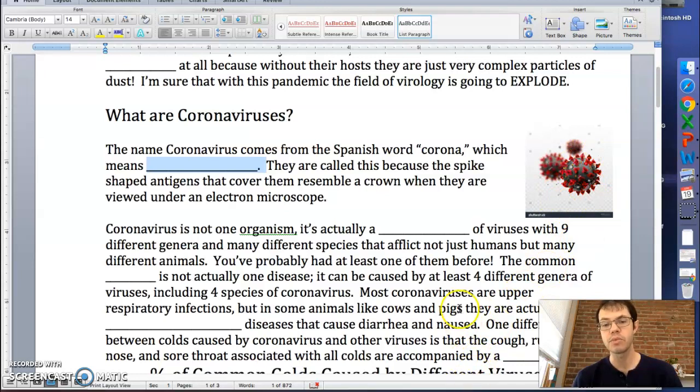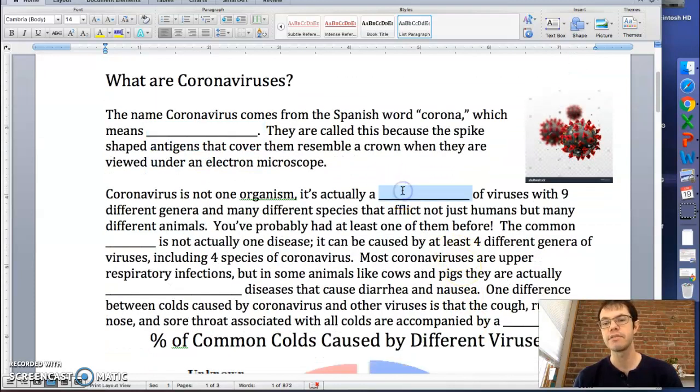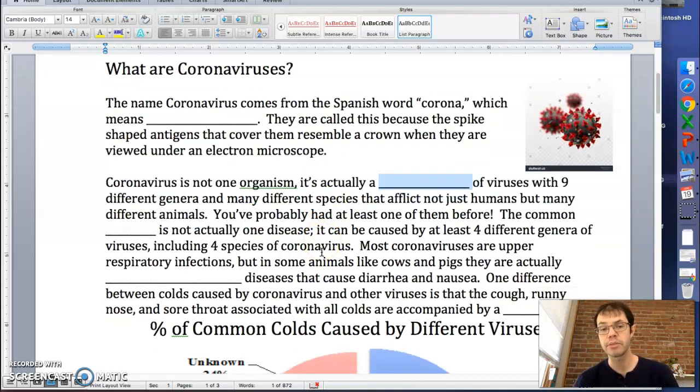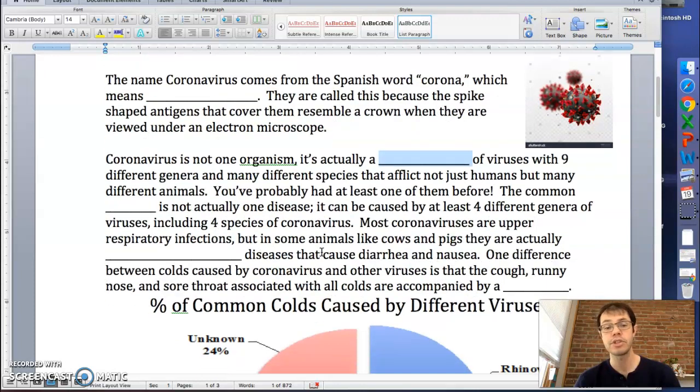And coronavirus isn't one species or organism, it's actually a family of viruses. Remember taxonomy? Domain, kingdom, phylum, class, order, family, genus, species. And it has 9 different genera, plural of genus, and many different species. And they affect a whole bunch of different animals, not just humans. You may have even had one before.